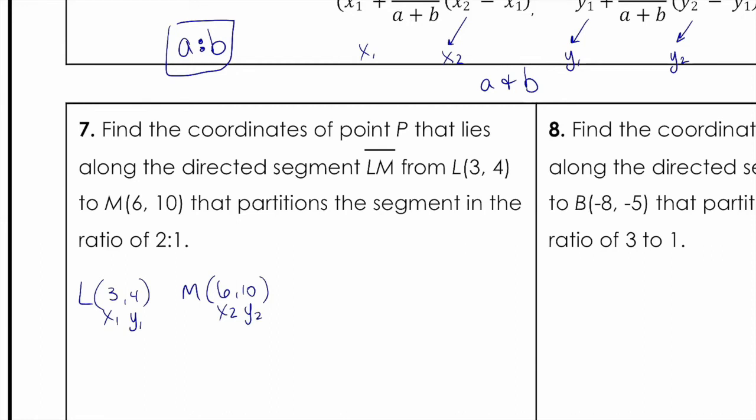And then we're going to partition our segments into a ratio of 2 to 1. So if you remember what I just told y'all, our ratio is A:B. So for this sake, A equals 2 and B equals 1.